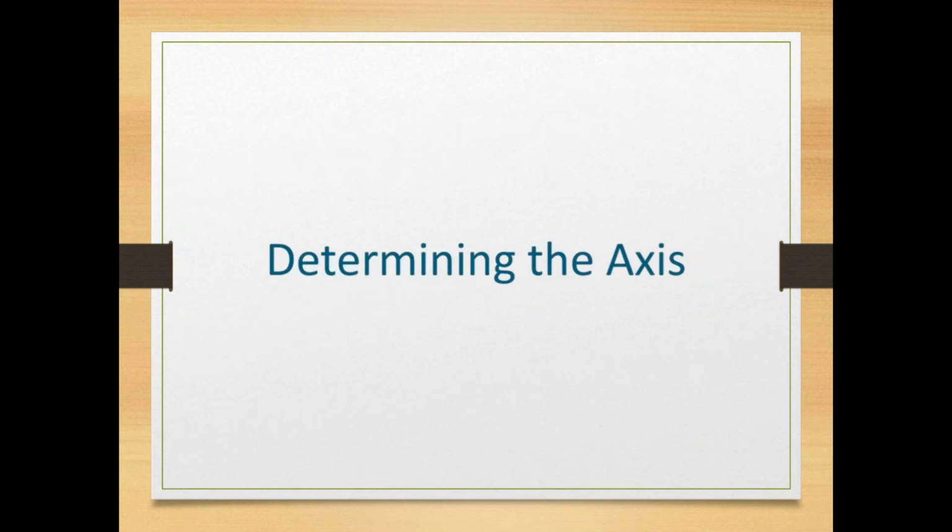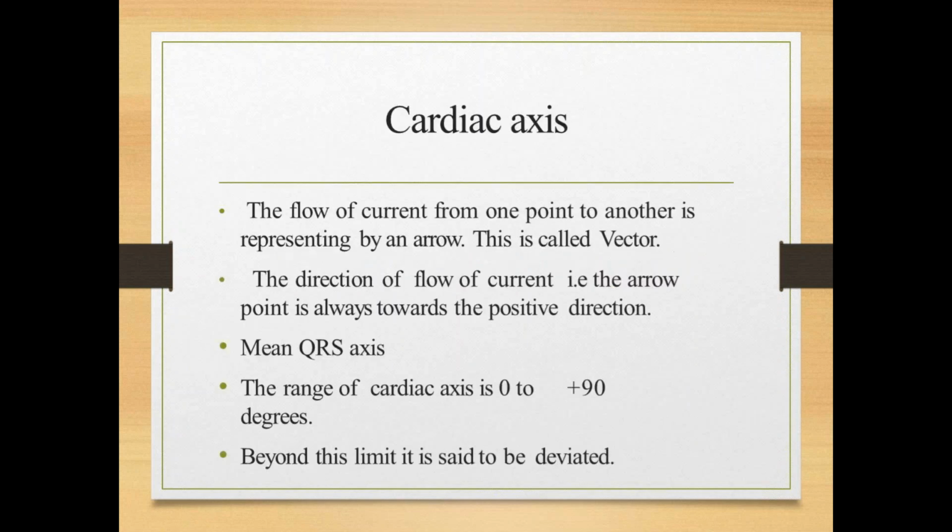Now coming to determining the axis in the ECG. Cardiac axis is the flow of current from one point to another. It is represented by an arrow. This is called the vector. The direction of flow of current, that is the arrow point, is always towards the positive deflection. Mainly for cardiac axis, you have to see the mean QRS axis. The normal cardiac axis range is from 0 to 90 degrees. Beyond this limit, it is said to be deviated.